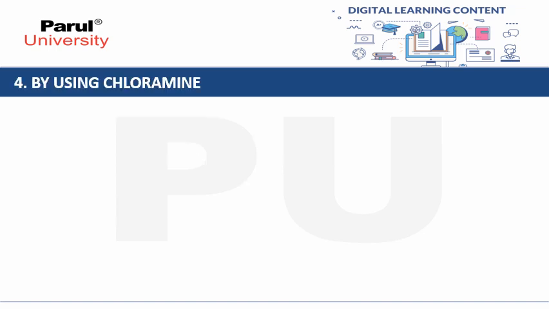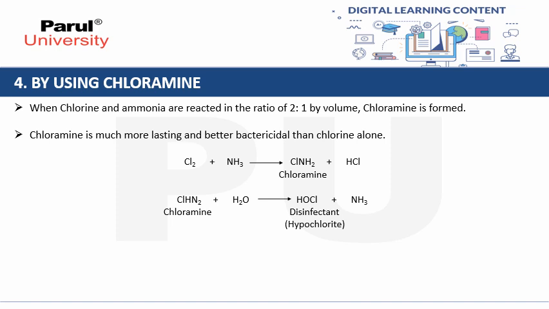Another method of chlorination is by using chloramine. When chlorine and ammonia are reacted in the ratio of 2:1 by volume, then chloramine is formed. Chloramine is much more lasting and a better bactericidal than chlorine alone. Chlorine when it reacts with ammonia will form chloramine with a small amount of HCl, and when this chloramine tablet is added to water it will form a disinfecting hypochlorite in the water, which will generate the nascent oxygen and kill the germs and bacteria, forming ammonia also.